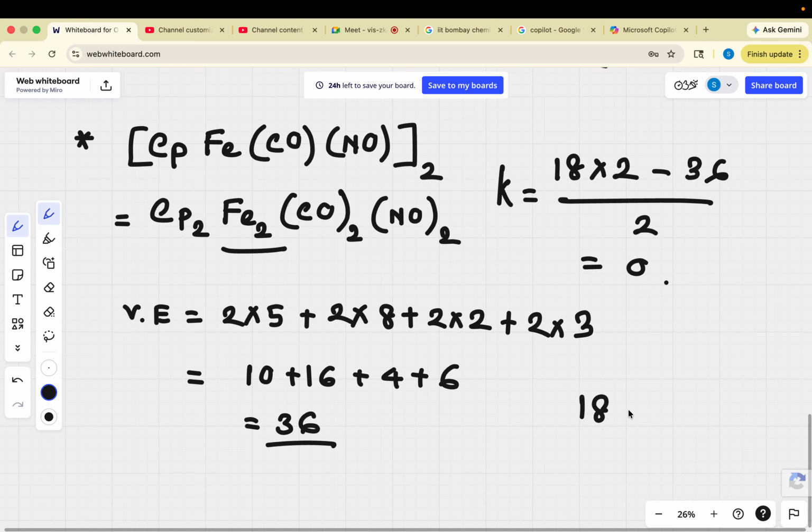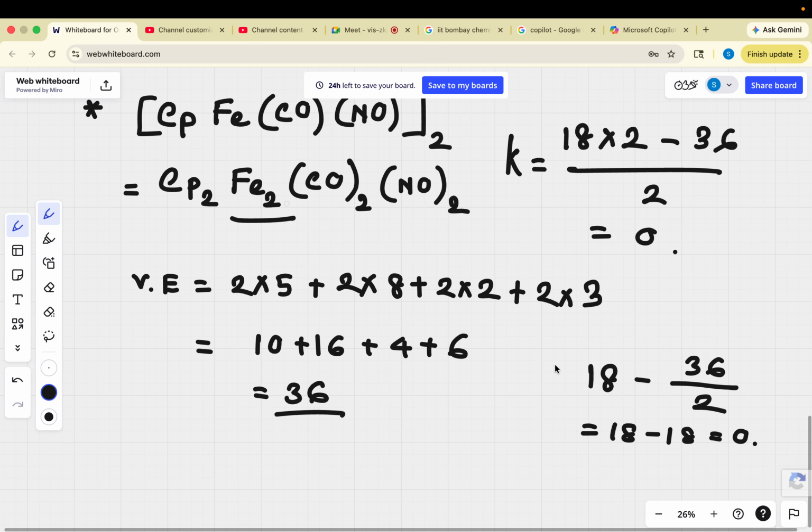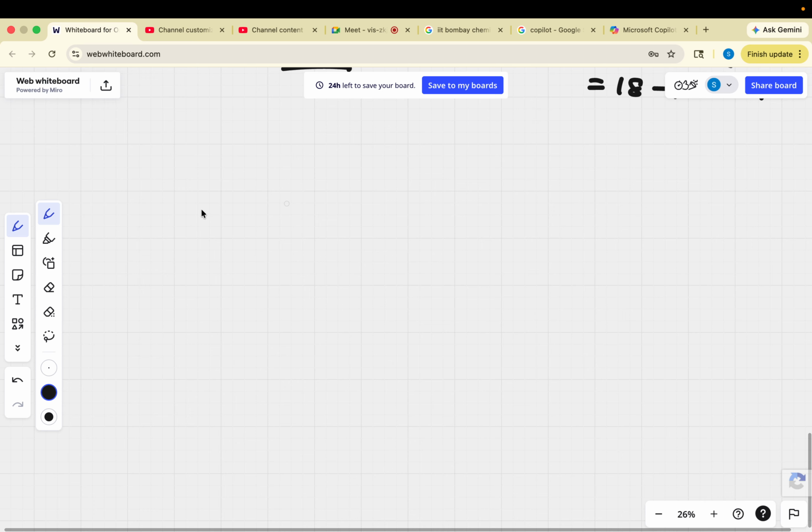Per metal will be 18 minus 36 divided by the number of metal atoms, so it is also 0. Both are 0. If your total value is 0, that means per metal will automatically be 0. Okay, no need to find. Okay, sir. Do this one.